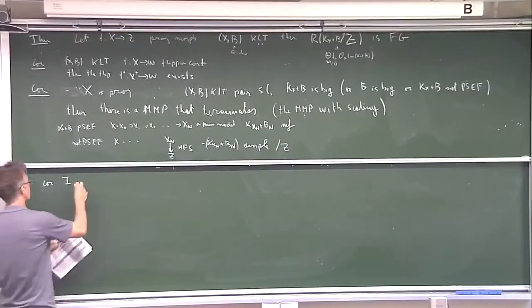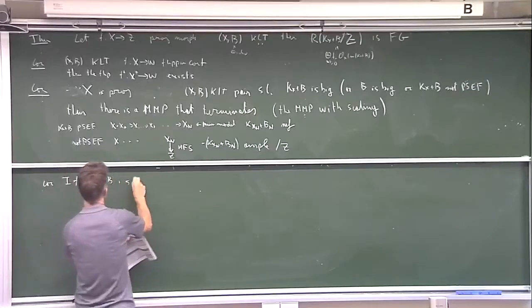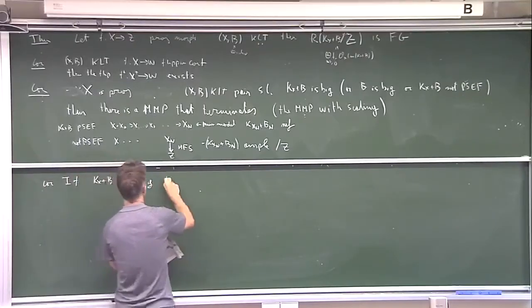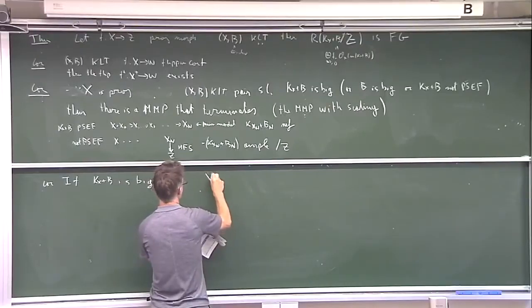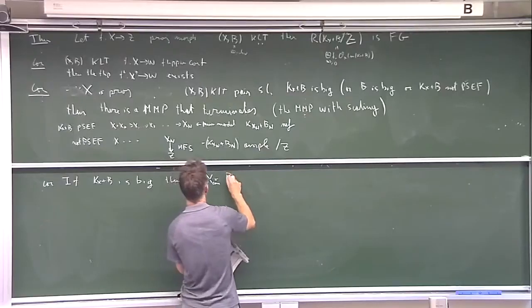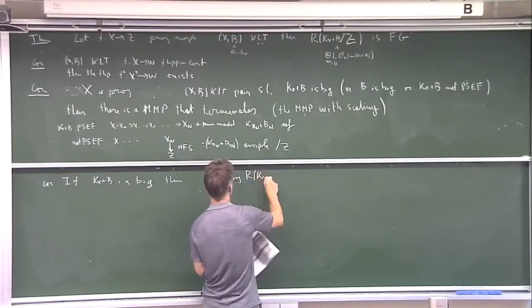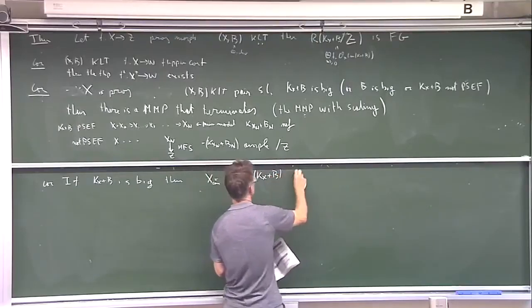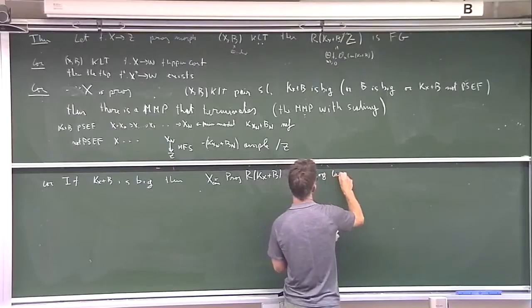The other thing is a corollary: if K_X+B is big, then we can take X to be X_can, the canonical model, Proj of the ring of K_X+B, the log canonical model.